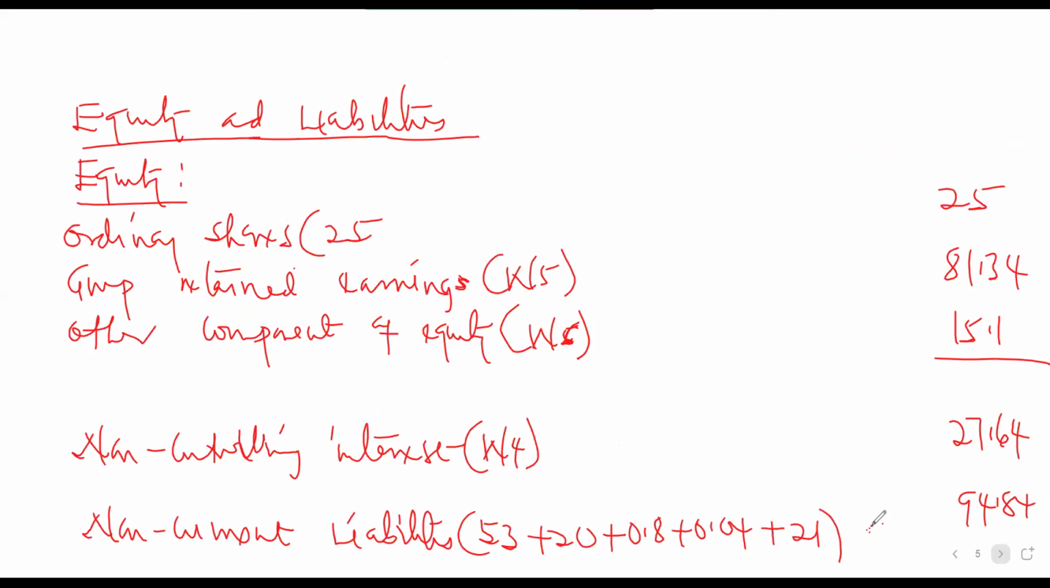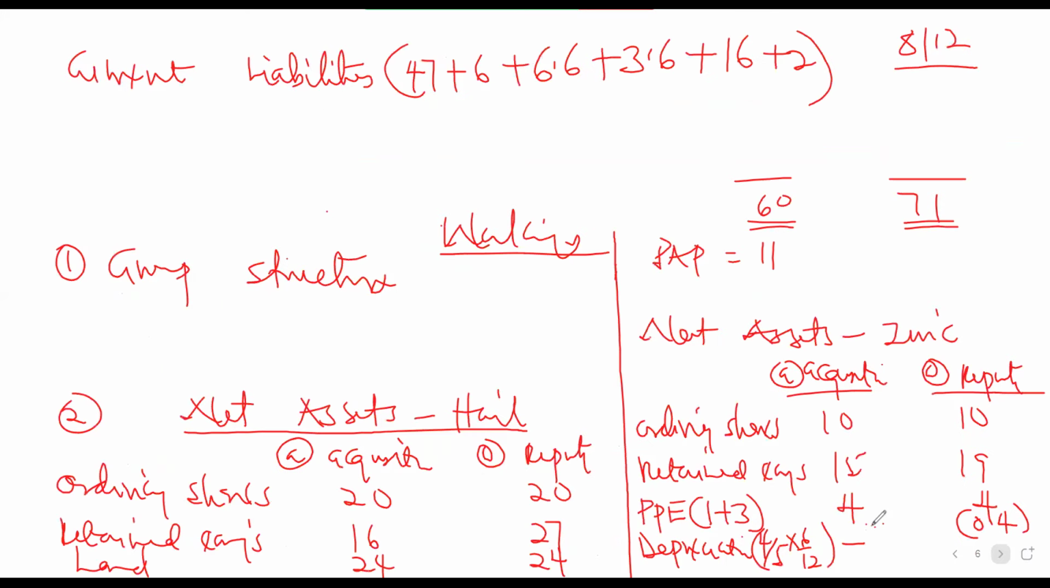Okay. So 25 plus 81.34 plus 15.1, 121.44. Can someone confirm that? 27.64 plus 94.84 plus 81.2. 325.12.